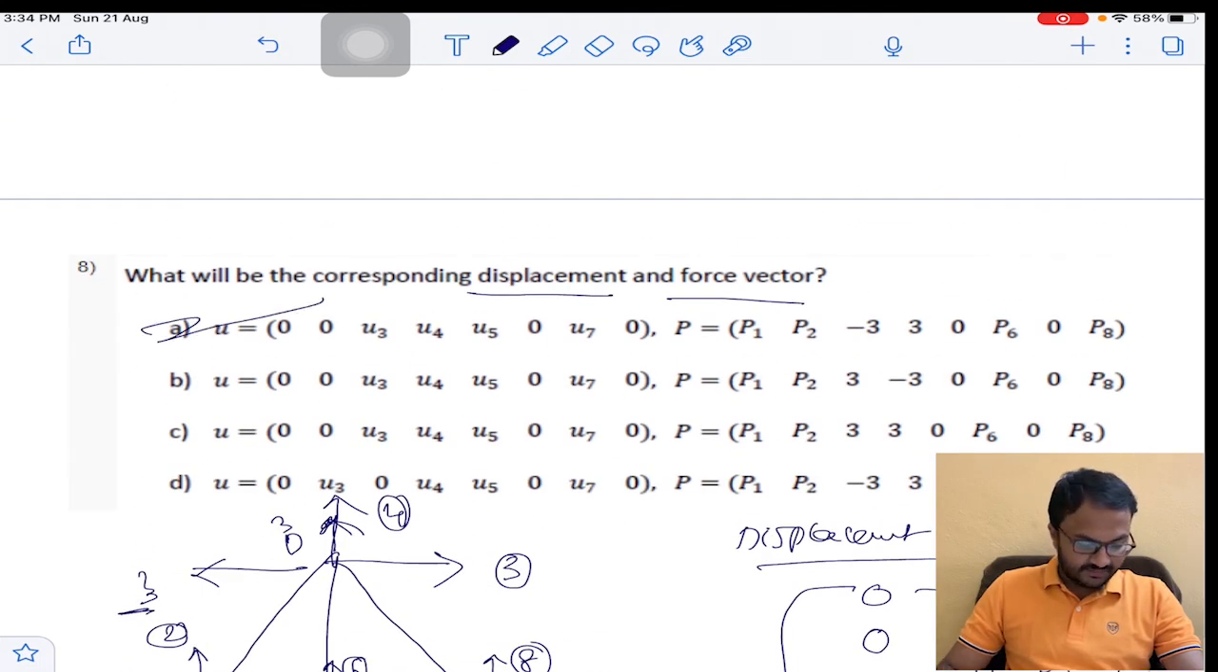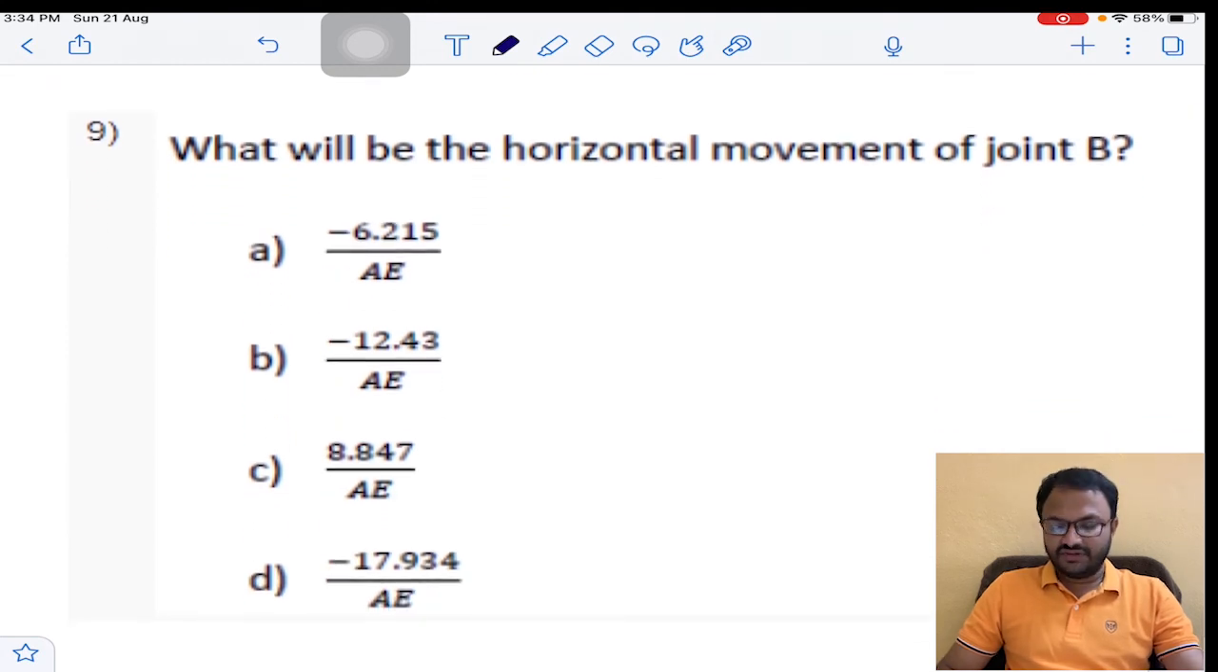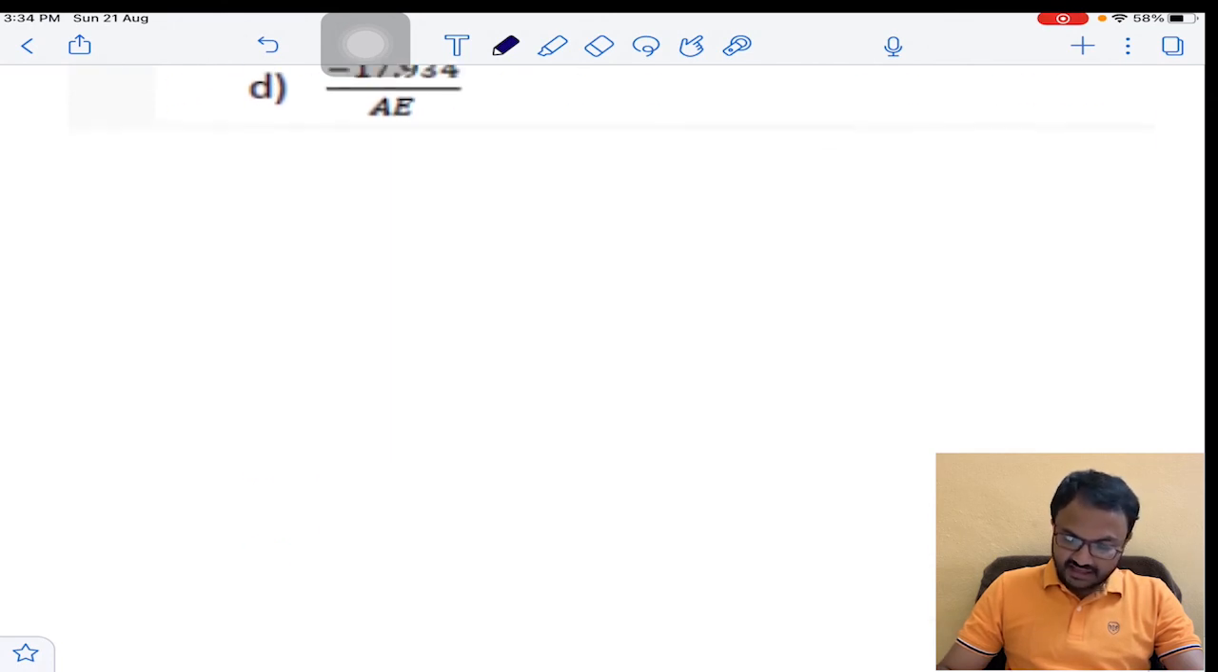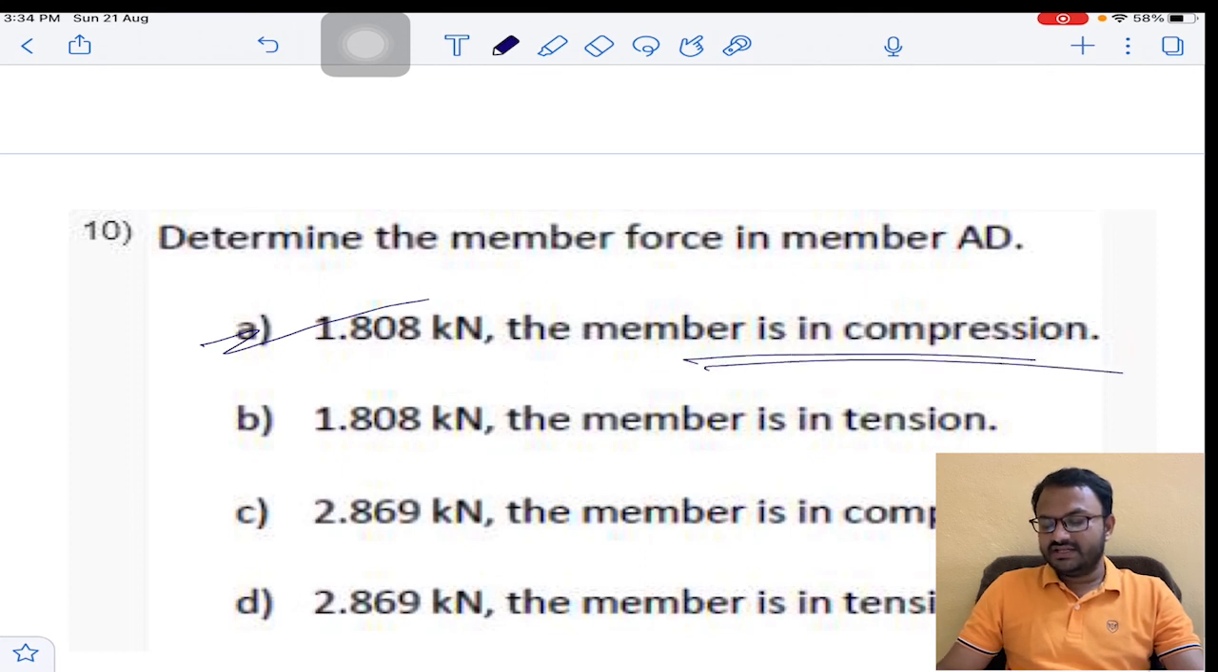You can observe it. Okay. And question number 9 is also a long answer. We need to solve many steps. 9 is A, and 10 is also A. Okay. So that is 1.808 kilonewton, the member is under compression.